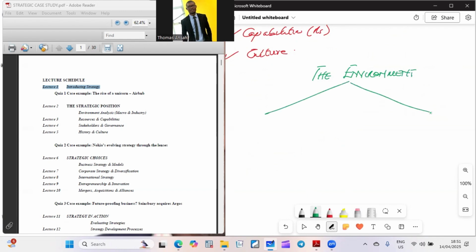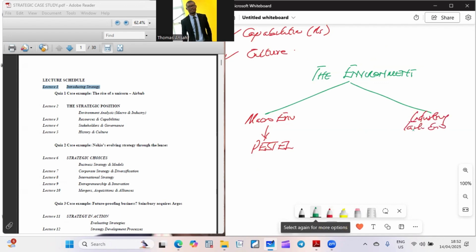So we said that there are two types of environment. We have the macro environment. And if you listened to the video well, we are going to use the PESTEL to analyze it. The model for analyzing a macro environment is the PESTEL. Then when you come to the industry or the task environment, the model to use, did he mention it? Did you see it? Which model was that?